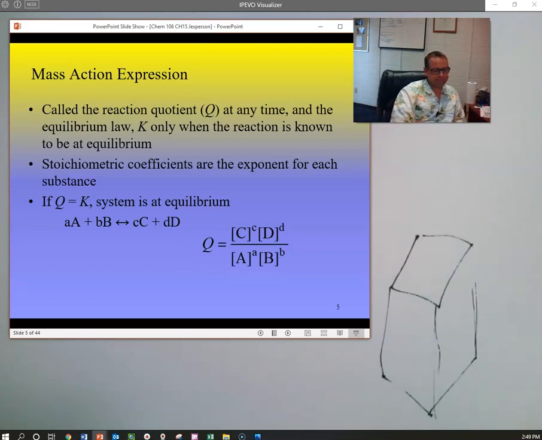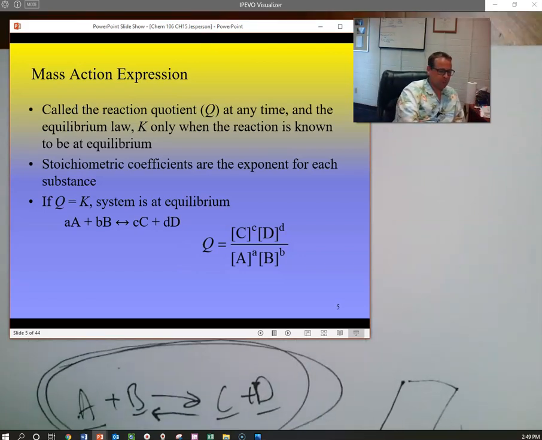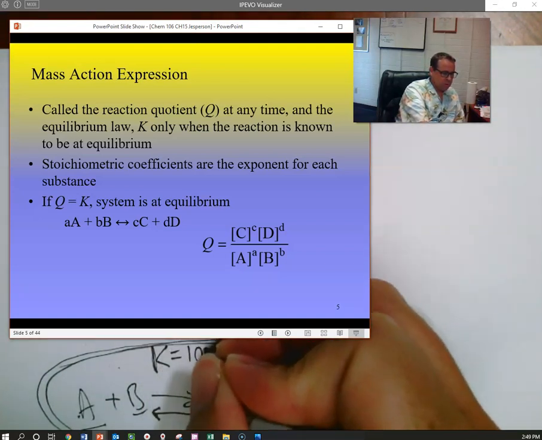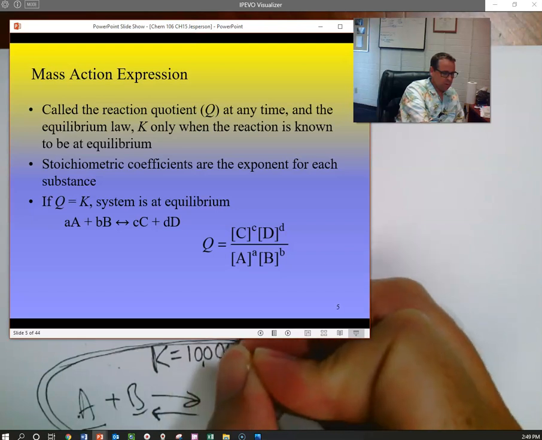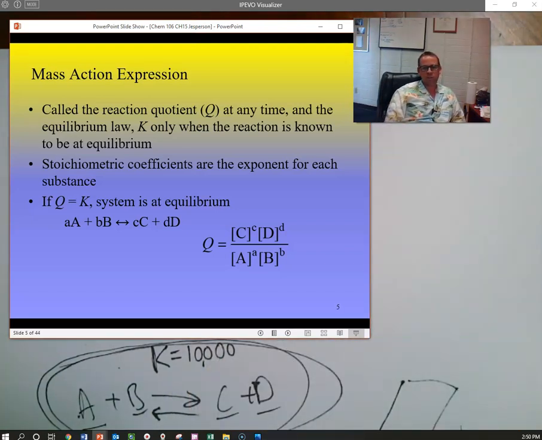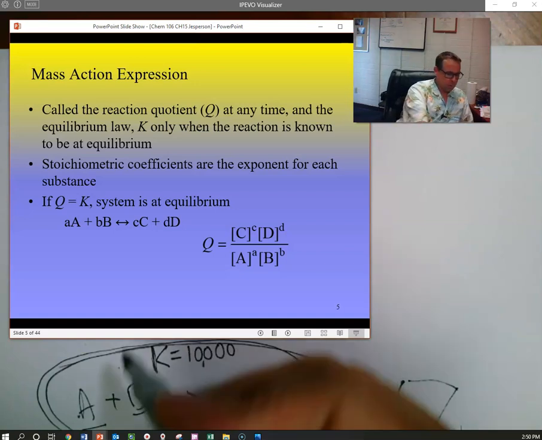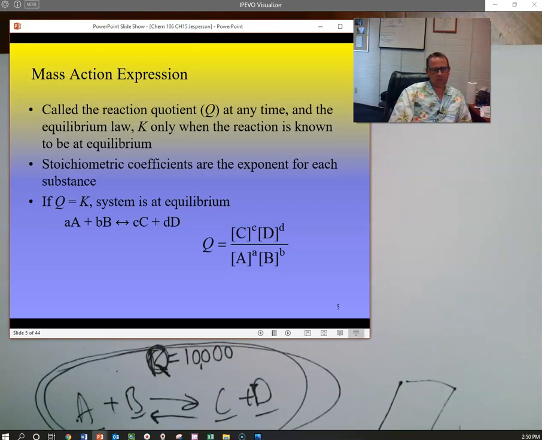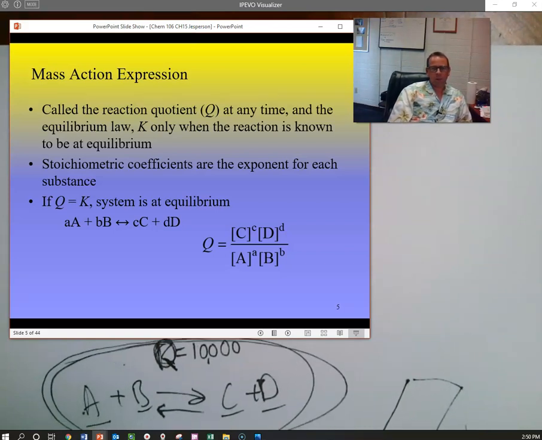So this quotient then is a value that can help us know about the chemical reaction right away. So for example, if I have this chemical reaction here, and I say K equals 10,000. K equals 10,000. All right? Or, sorry, Q. We want to start off with Q. Q equals 10,000.